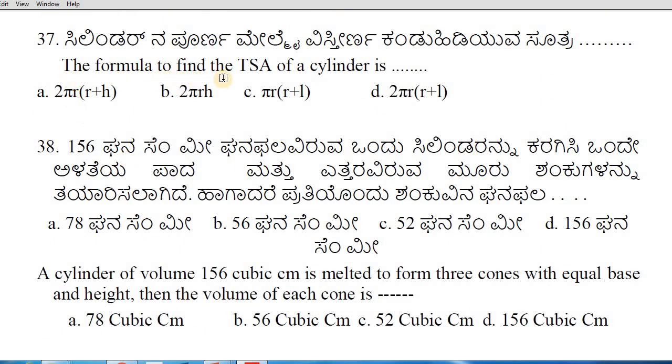The formula to find the TSA of a cylinder is, directly you can answer this. Option A 2 pi r into r plus h, 2 pi r h, pi r into r plus l, 2 pi r into r plus l. So the correct answer is A, 2 pi r into r plus h.